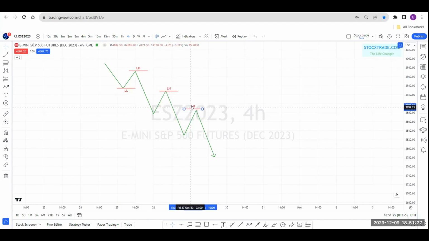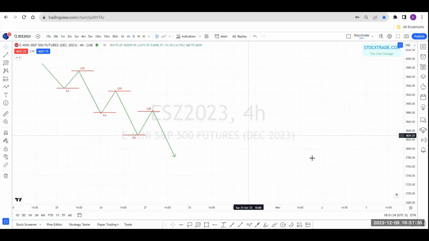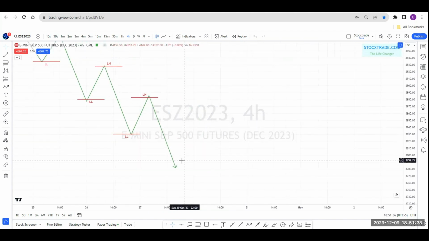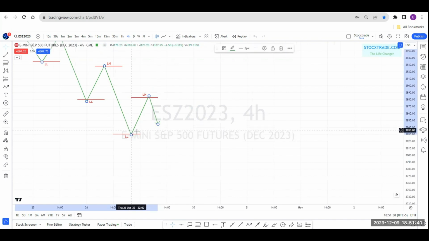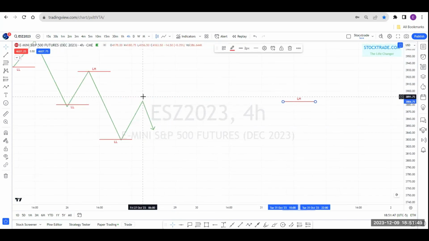Again, lower high, lower low, and lower low. Okay. So if the market is here, it means this previous low is not broken. Still the price is supposed to be coming down. So you cannot say this is the lower high. There is no lower high. Why? Because the market has still not created the lower low.